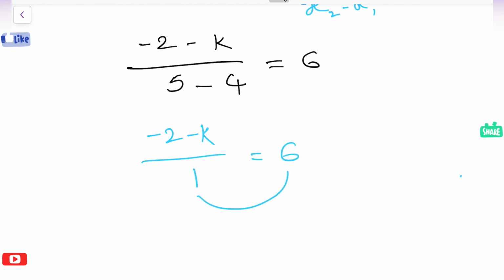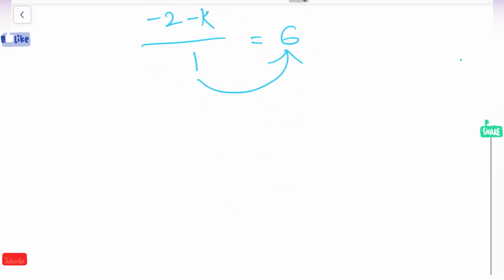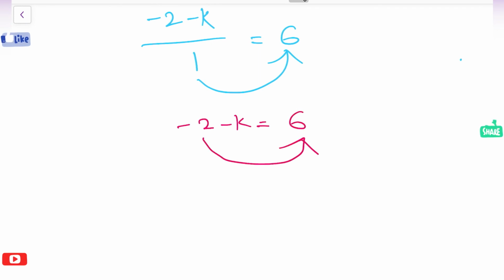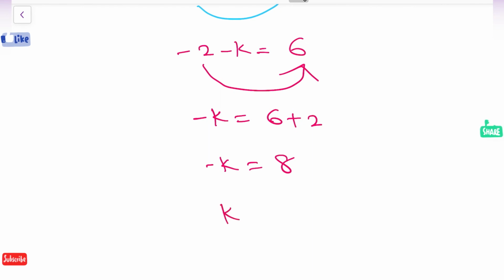Now this denominator I will take to the other side, then it will become multiplication. So we get minus 2 minus k is equal to 6 ones are 6. Minus 2 also I am taking to the other side, then it will become plus 2. So minus k is equal to 6 plus 2, that is nothing but minus k is equal to 8. So minus k equals 8, then the k value will be minus 8. This is the k value, minus 8.